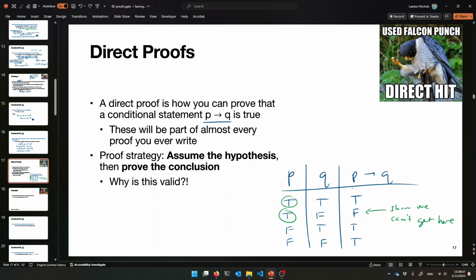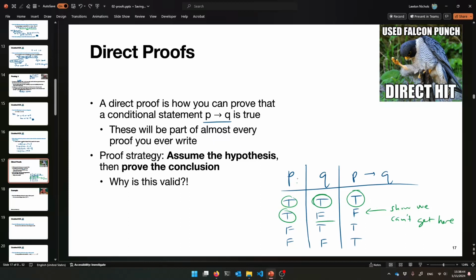Assume that the hypothesis is true, and just show that the conclusion must also be true, because that's what separates this one from this one. Do you see that? If you've shown that, assuming your hypothesis is true, your conclusion is also true, that's proven that you're only in this case. That's proven that you're not in this one. You can't get to that one. And then you don't even need to worry about if the hypothesis is false, because the implication is vacuously true, we say. So you don't even need to worry about that case. You're just showing that you're not in this row.